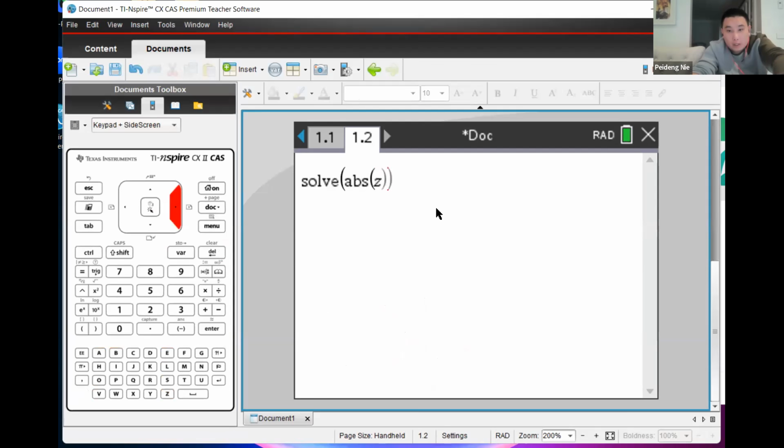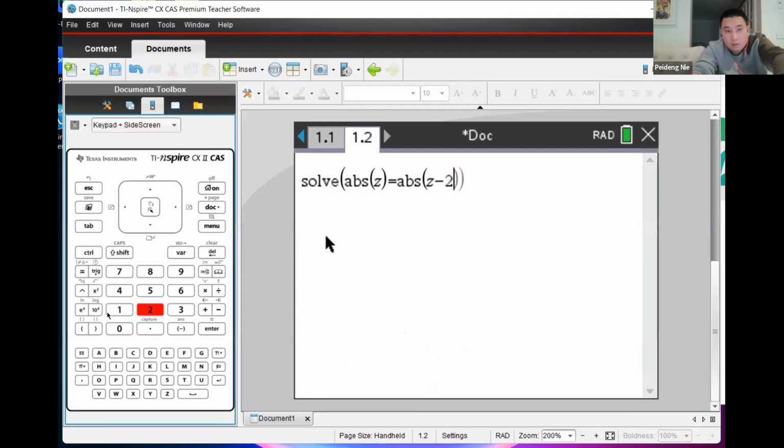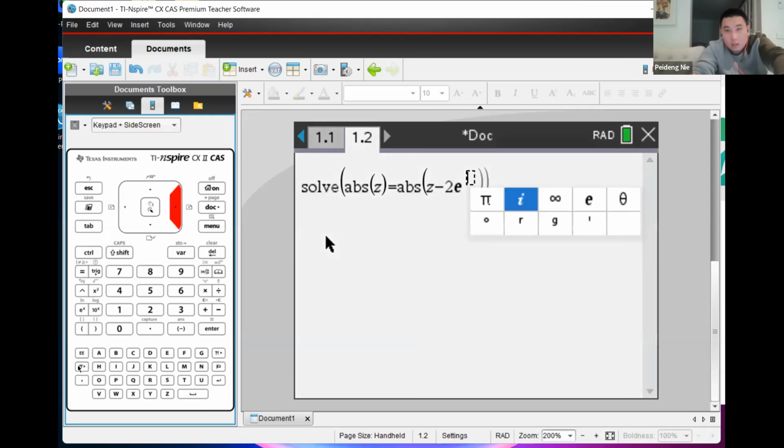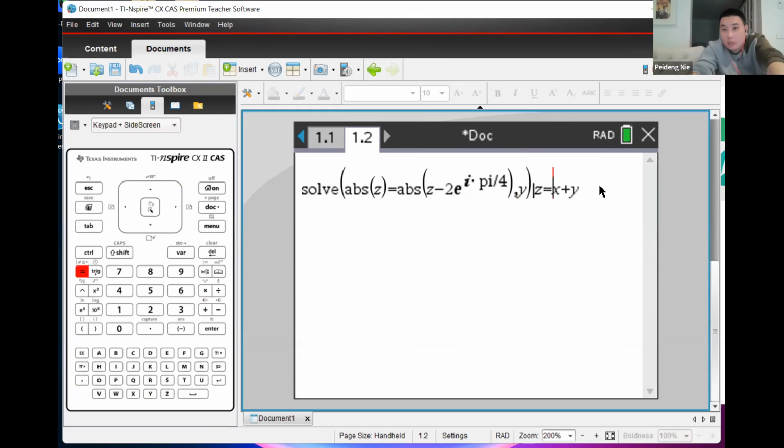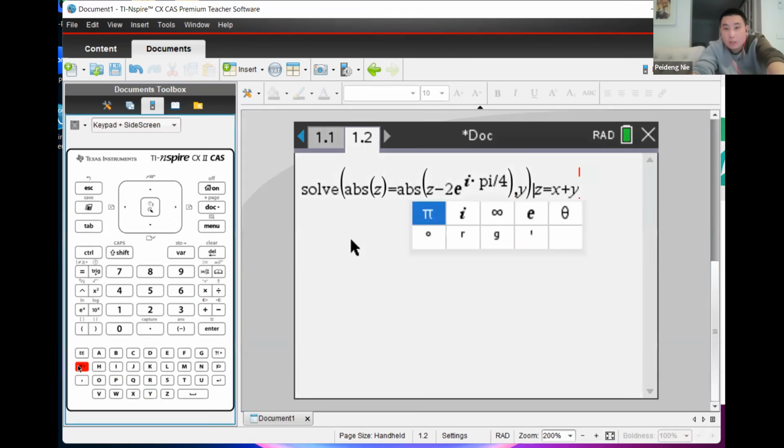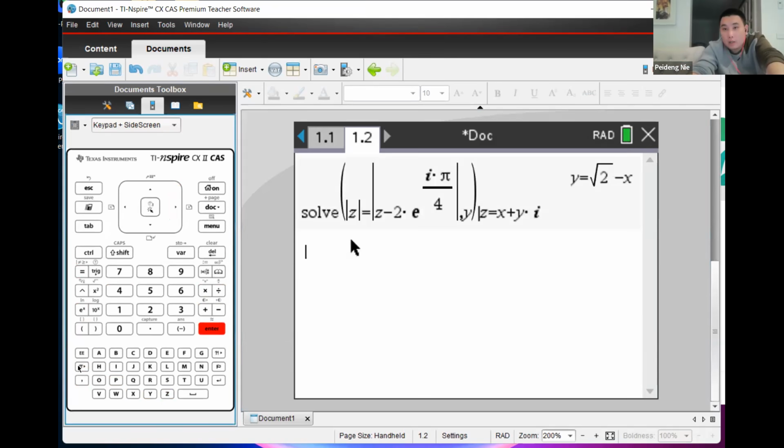Absolute value of z equals absolute value of z minus, let's say, 2e^(i*pi/4). This is the Euler form or the polar form of a complex number, comma y. Don't forget you need to substitute z = x + yi. I missed an equal sign here, okay? Right, so I'll just put an i here.